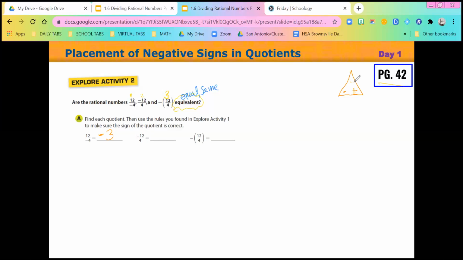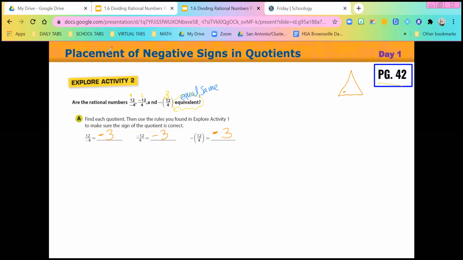So now we have negative divided by positive, and I'm left with negative. I know that. Now what is 12 divided by 4? It gives me 3. Now let's look at this one. If the negative is outside the parentheses, that means all you need to do is add the negative and then do whatever is inside the parentheses. So that would be 12 divided by 4, which gives us 3, and then the negative. So we found the quotient of those three rational numbers, and what do we see?